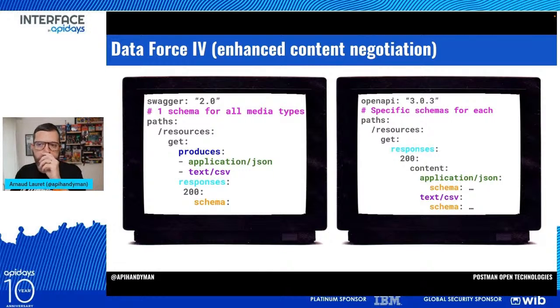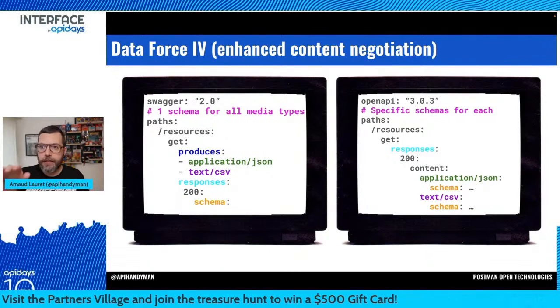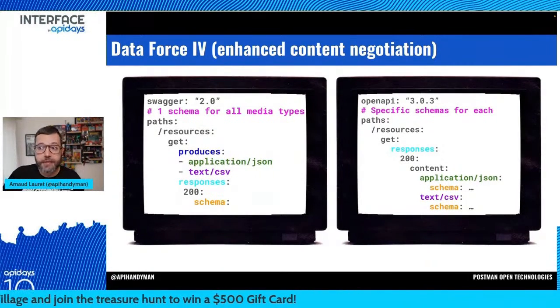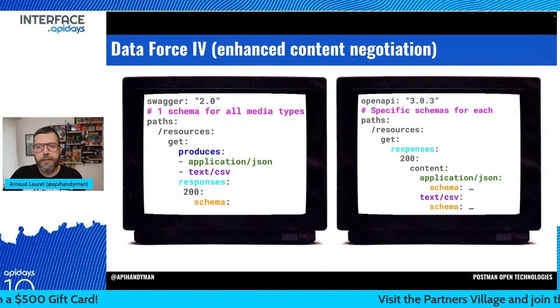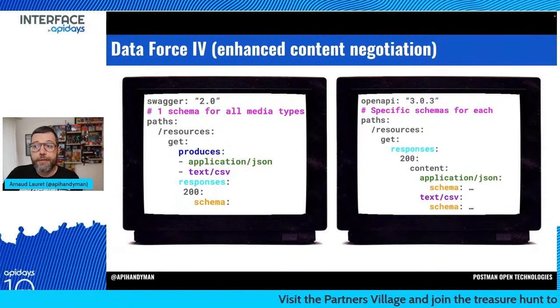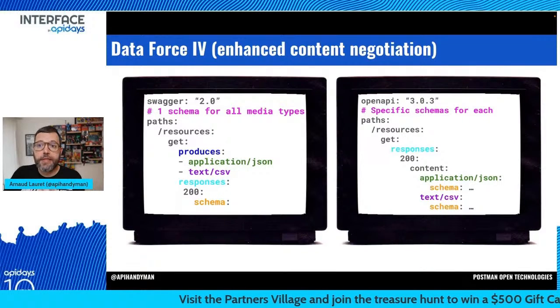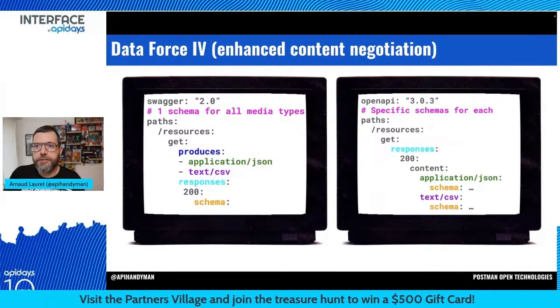and now you define the content type of the response body or the request body inside a content property using specific keys like application/json or text/csv. And so you can define a specific schema for each content type. That allows a better definition of your API if you take advantage of this HTTP feature.